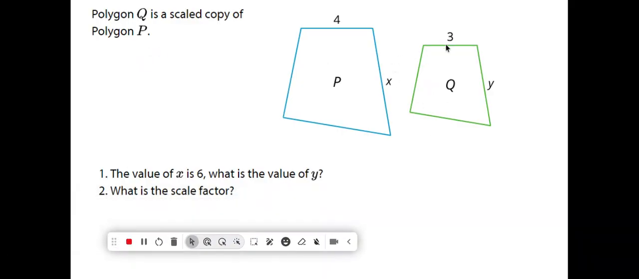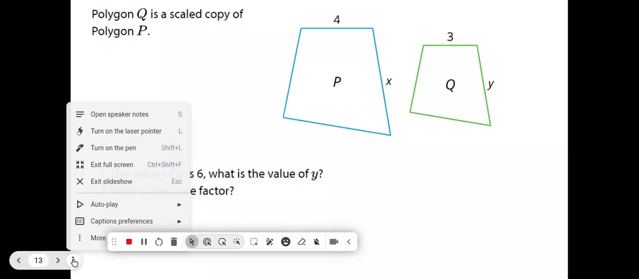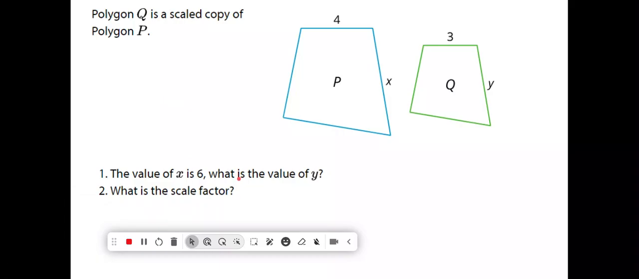Polygon Q is a scaled copy of polygon P. New, old. What is the value? If the value of x is 6, what is y? And what's the scale factor?